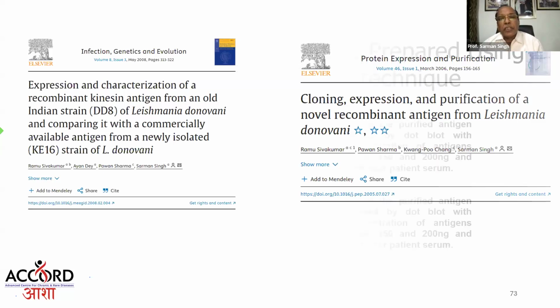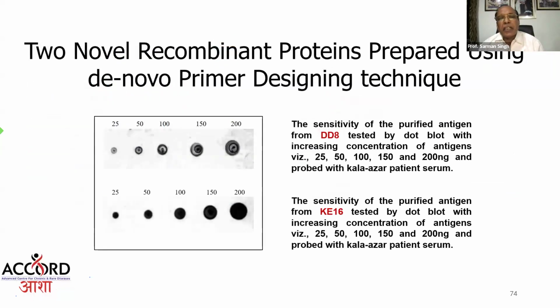Next, please. So this recombinant DNA technology was done, and we evaluated the sensitivity of both the DD8, which is a standard strain, and the KE16 strain. Here you can see the upper panel is DD8 and the lower panel is KE16. KE16 had sensitivity up to 25 nanogram, while DD8 also had it but faint, as you can see in the dot plot, and it was preferred that we should go beyond the expression stage with KE16.